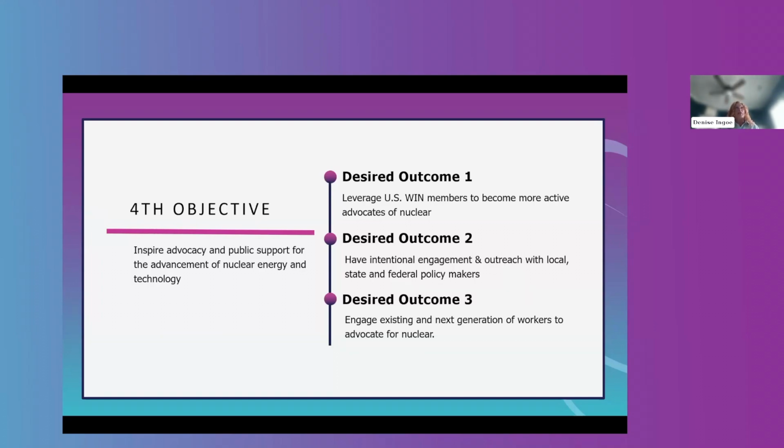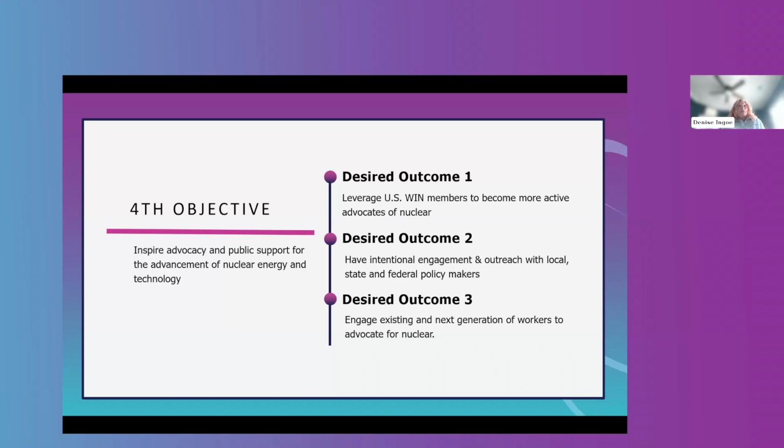This is reaching out to our elected officials, general members of the public, our communities, our friends, and even our family. So our desired outcome, number one, is to leverage U.S. Women in Nuclear members to become more active advocates of nuclear. Advocating for nuclear technology should be easy, right? Nuclear power provides nearly 20% of our energy as clean energy. It's safe, reliable, always on, 24/7, and protects the air quality in our environment by producing massive amounts of carbon-free energy.